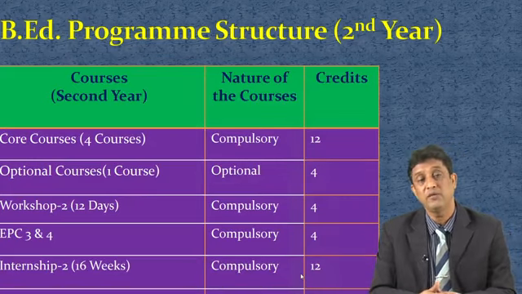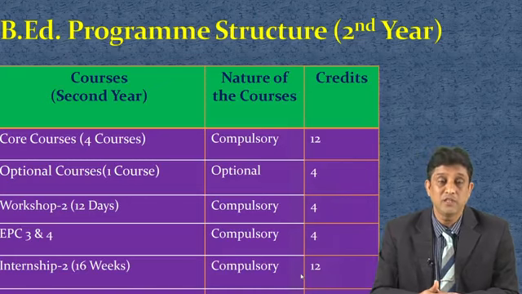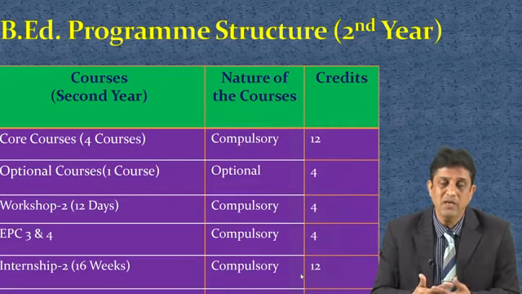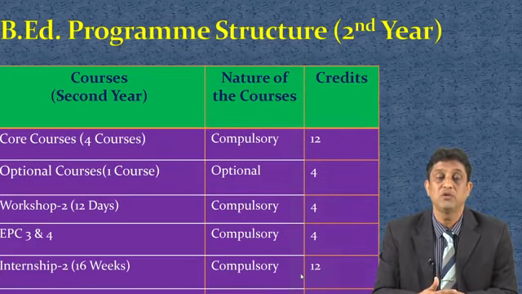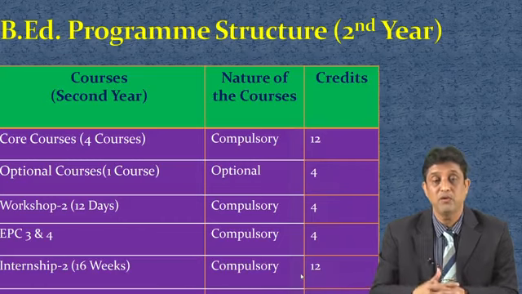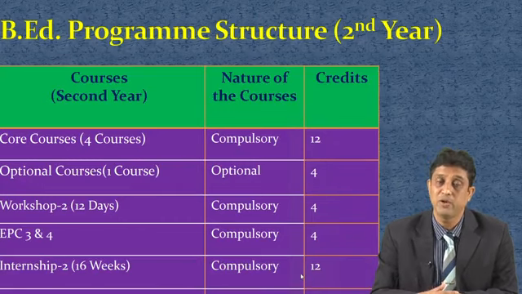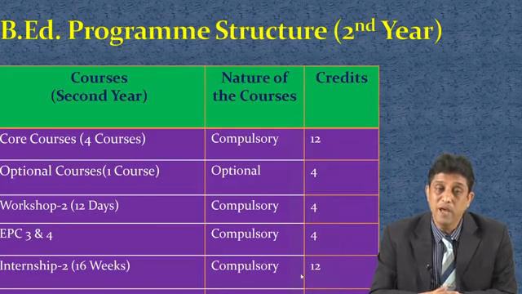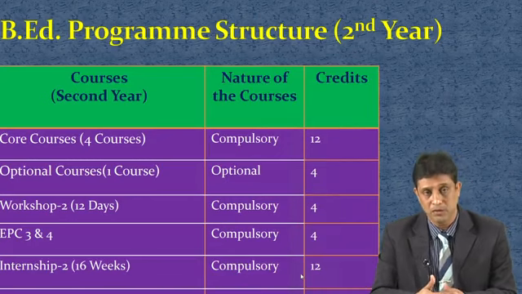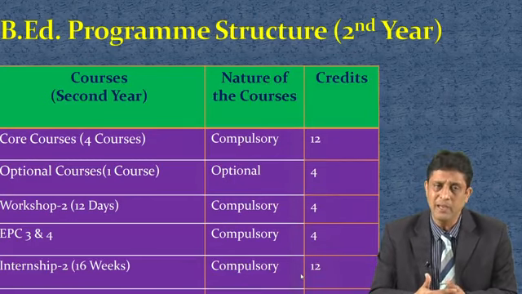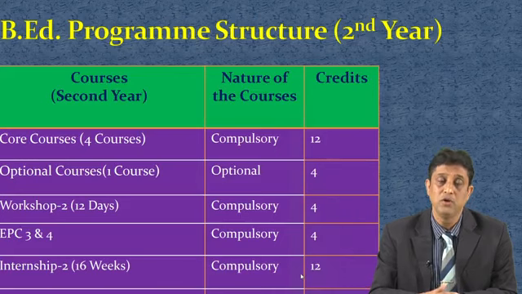If you go through the program guide, you will find the course title, course code, and course content also. So you have to study 1 optional course from a pool of optional courses, and the total credit of the optional course is 4. Then workshop 2, a 12 day face to face workshop, you have to pursue, and the total credit for workshop 2 is 4 credits.